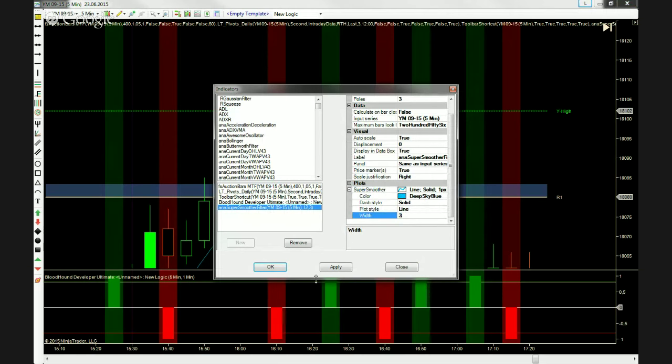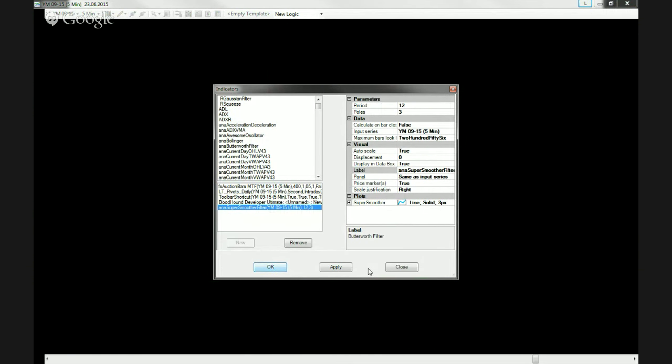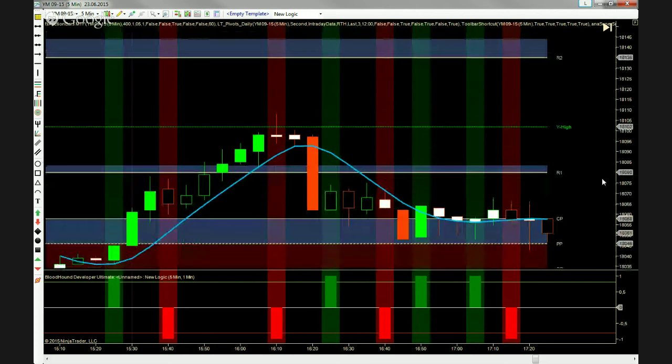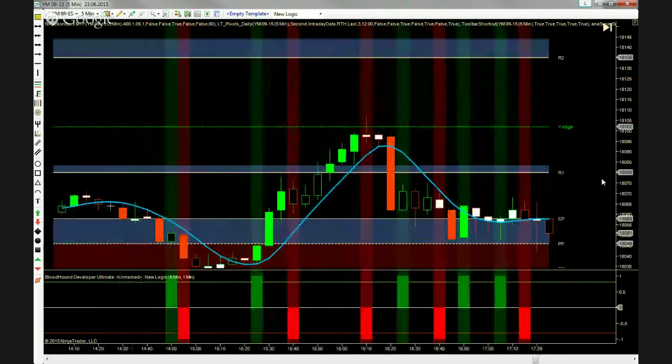Okay. All right. And what we'll do now in Bloodhound is basically just to show you how easy it is to add this slope analysis to a trading strategy. So if the slope is moving up, we want to be selling. If it's moving down, we want to be buying. So let's see how we can do that.